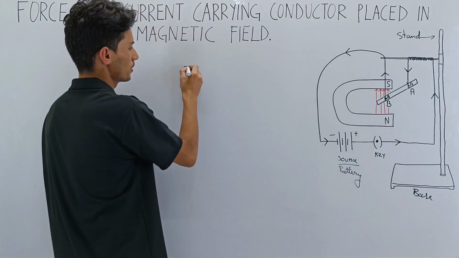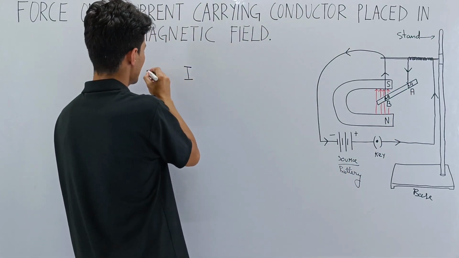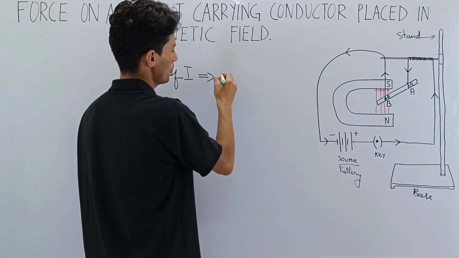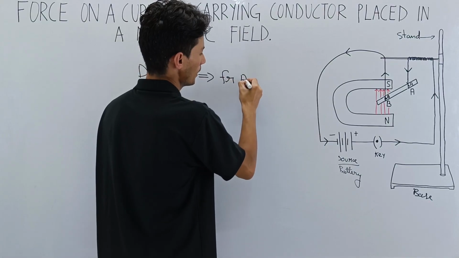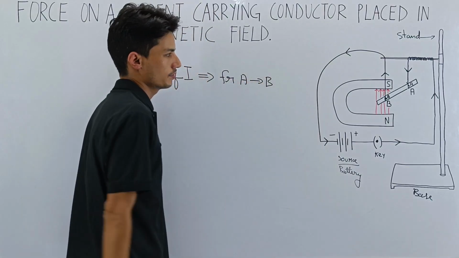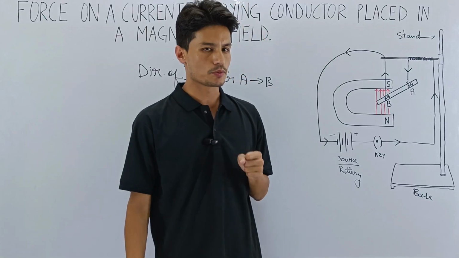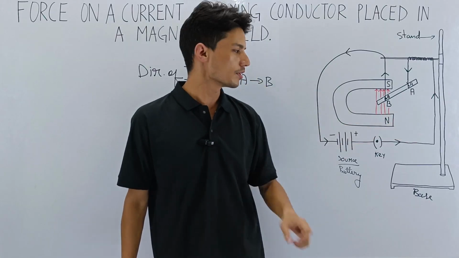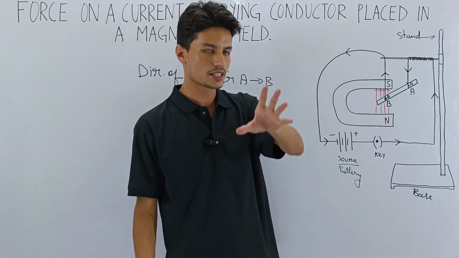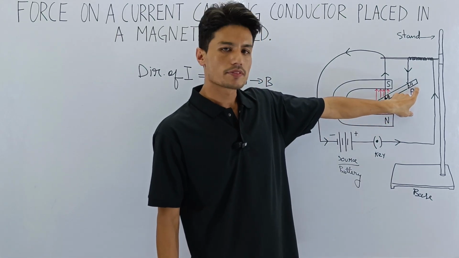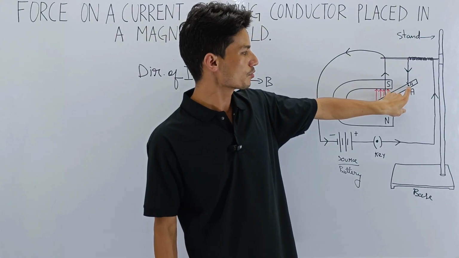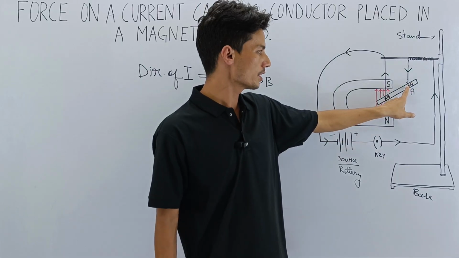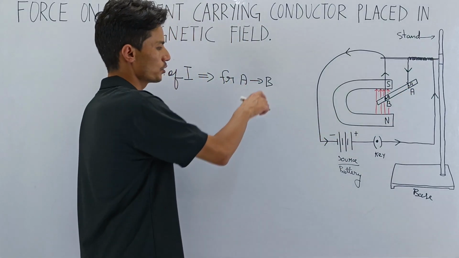So the direction of current is from A to B. At the beginning of the experiment, I'm following exactly what is mentioned in your textbook, because this activity is there in the textbook. So I'm explaining accordingly. At the beginning of the experiment, we take the current direction from A to B. Current first enters point A, then it moves to point B.